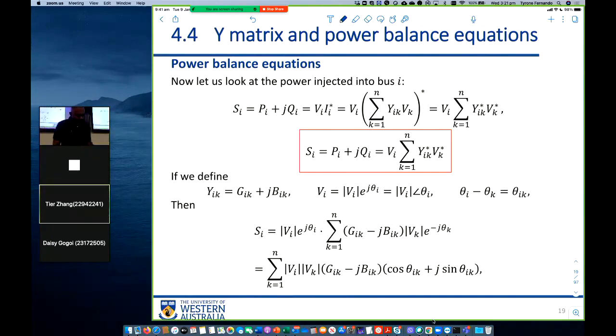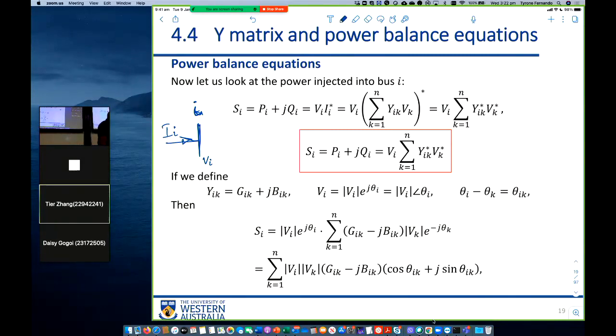Now let's look at power flows. Suppose I have a bus, right? We'll give it a number. It can be 1, 2, 3, so let's say it's bus I. So I is just a number. It can be 1, 2, 3, 4, whatever, right? Say that the voltage at this bus is VI, a complex number. The current that is injected externally into this bus is II.